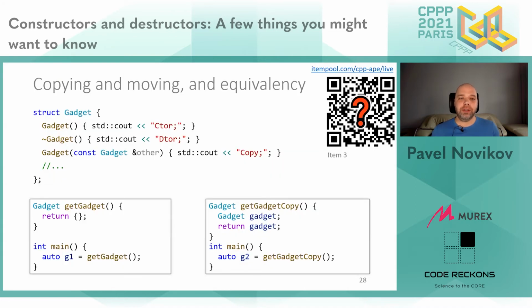Okay, let's start with the first program. In the first program, the compiler has to elide the copy operation, but in the second program, the compiler is allowed to elide the copy operation. So both the sequence of constructor, destructor, and the sequence of constructor, copy, destructor, destructor are correct. It is defined by the compiler, by the complete compiler.